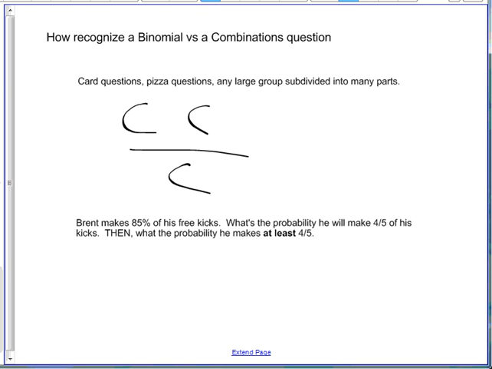Okay? Let's do a typical card question. All right, there's 52 cards in the deck, right? What's the probability if I deal you 5 cards that I'm going to give you 2 kings and 3 queens? 2 kings and 3 queens out of 5 cards. Set it up. Don't even need you to actually multiply it all out. Just set it up.